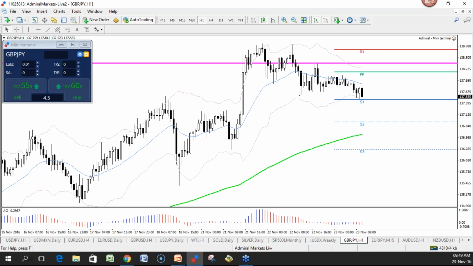Now, because it's a reversal, breakouts like that, possible, but dangerous though.